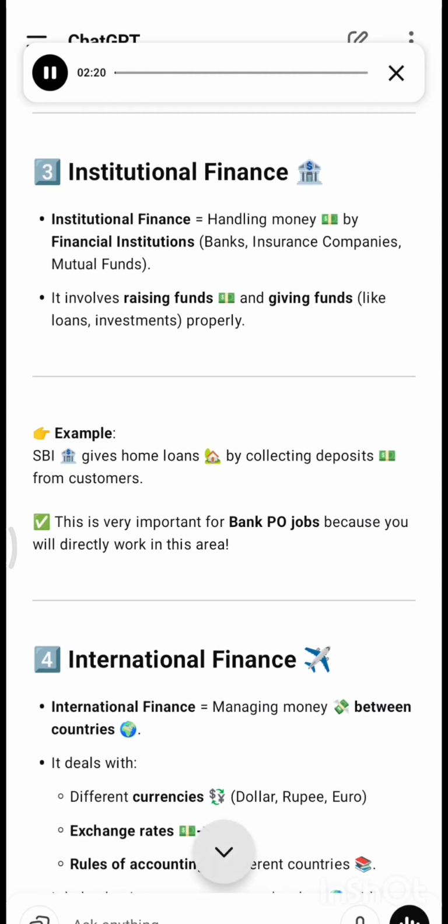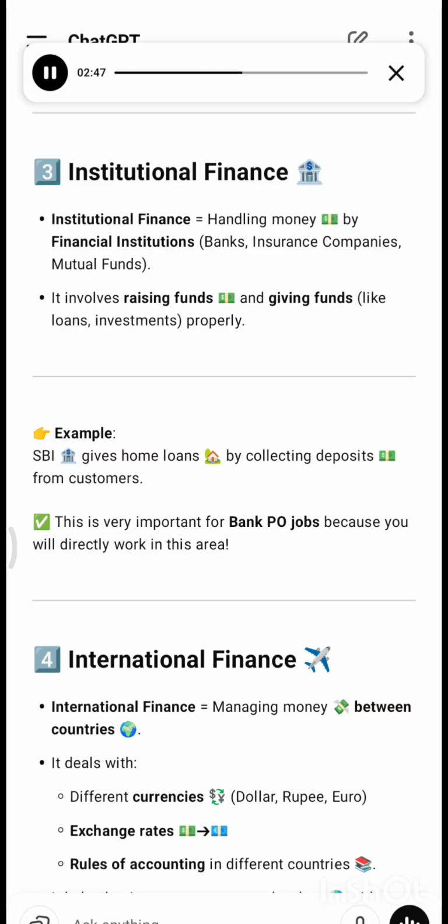Number 3, institutional finance. Institutional finance equals handling money by financial institutions: banks, insurance companies, mutual funds. It involves raising funds and giving funds, like loans and investments, properly. Example: SBI gives home loans by collecting deposits from customers. This is very important for bank PO jobs because you will directly work in this area.